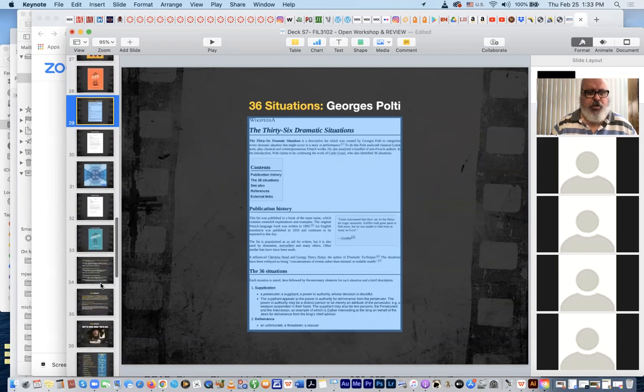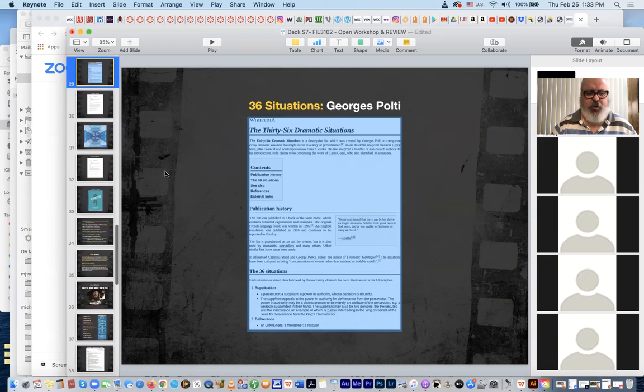So this is the 36 dramatic situations, and I spoke to you about the difference between this, which is the Georges Polti theory, and the story structure architect, right? About the male and female distinctions between story structures and dramatic situations. I think so. Yes, you did. Okay. Do I need to rehash any of that, or did that make sense? It's pretty cut and dry.